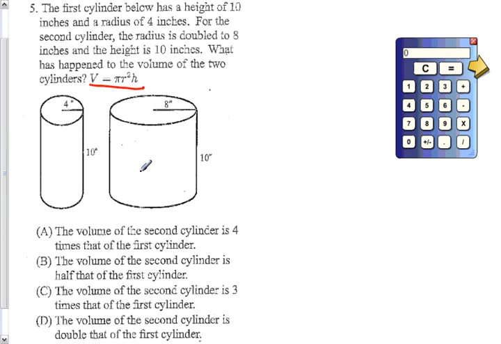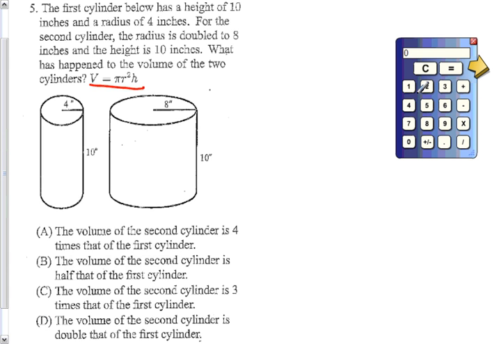Now, the inclination and one of the distractors in here is answer D down at the bottom. The volume of the second cylinder is double that of the first cylinder. Well, that's what they want you to think. You doubled the radius, height stayed the same, so the volume must have doubled also, and you would fill in D and go on to the next question. Of course, you would be incorrect in that case.